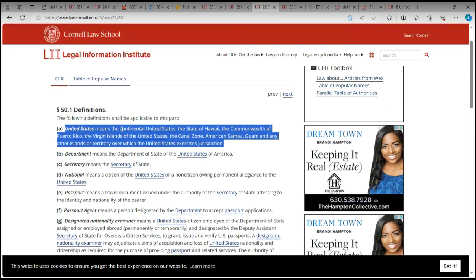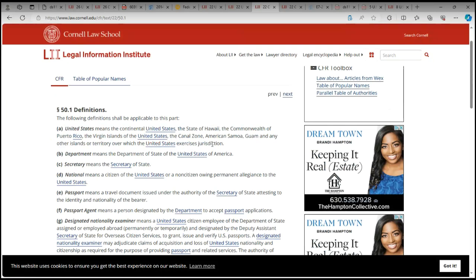Now, this definition, to me, is the American Empire. It includes all the 50 states, including Hawaii, the Commonwealth, Puerto Rico. This is the American Empire. If it excludes somebody, I don't see who. Because look at what they said: and any other islands or territory over which the United States exercises jurisdiction.